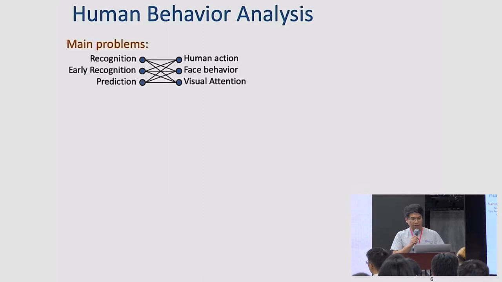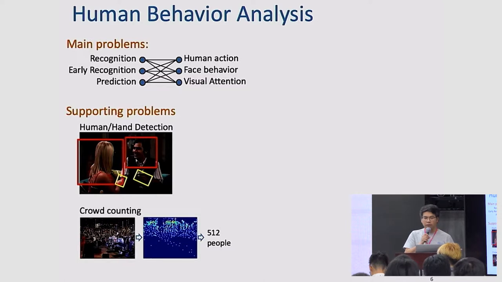So for human behavior analysis, the main problems that I'm interested in are recognition, early recognition, and prediction of human action, face behavior, and visual attention. I'm also interested in some supporting problems like detecting humans and human body parts in images. Yesterday I showed you the work on hand detection. Another area that I'm interested in is crowd counting. Given an image, we want to estimate how big the crowd is.